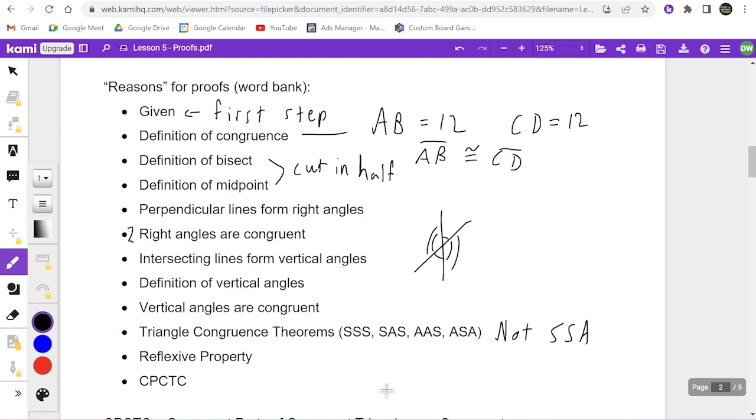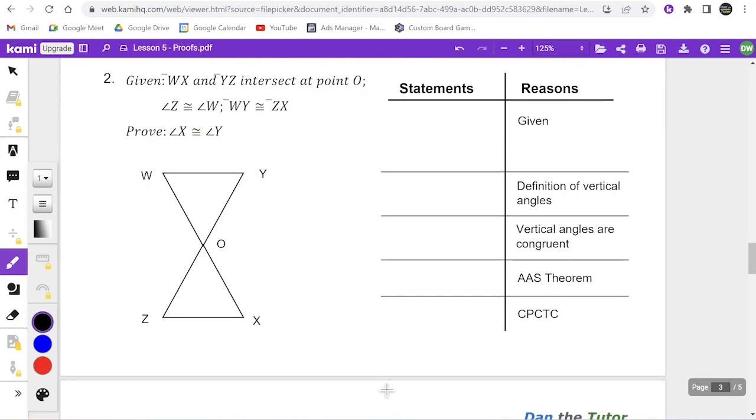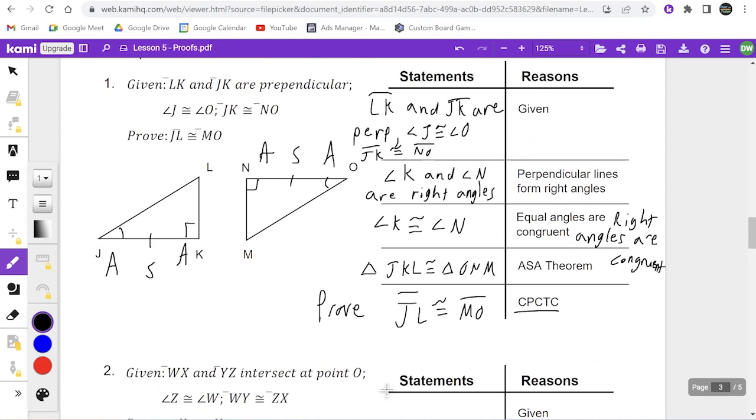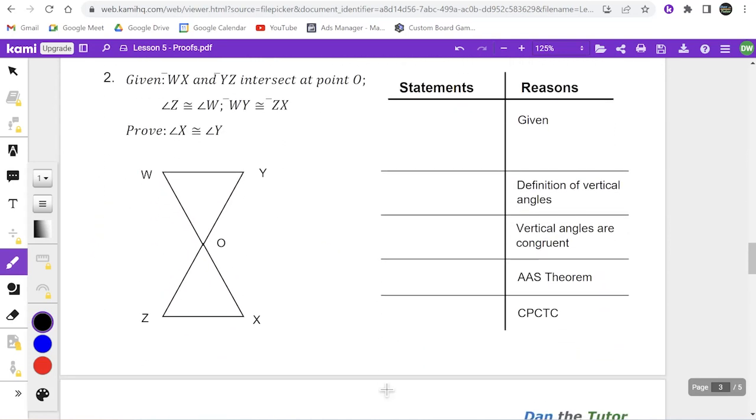Oh, okay. And we're going to be using a lot of the stuff we talked about in the first few lessons. And that is basically to say that we're going to be using bisect, perpendicular. We're going to be talking about things being congruent, angles versus sides. We're going to be talking about all the different triangle congruency theorems. And yeah, it's a lot of fun. It's not, believe me. So anyways, we're on to number 2.